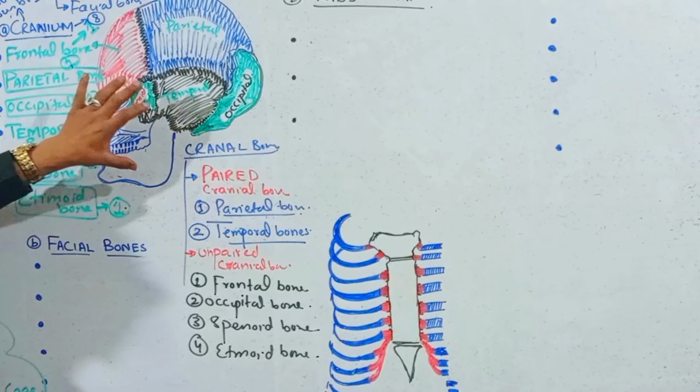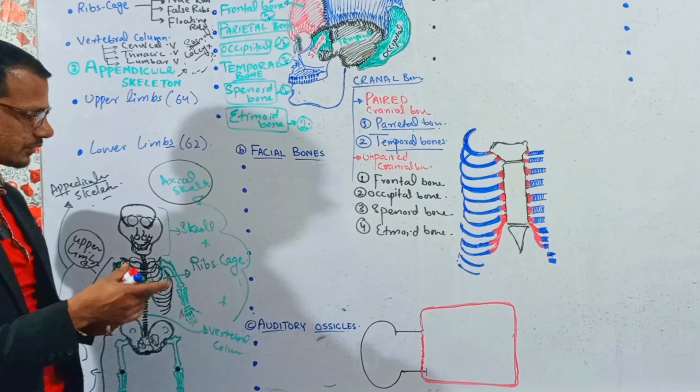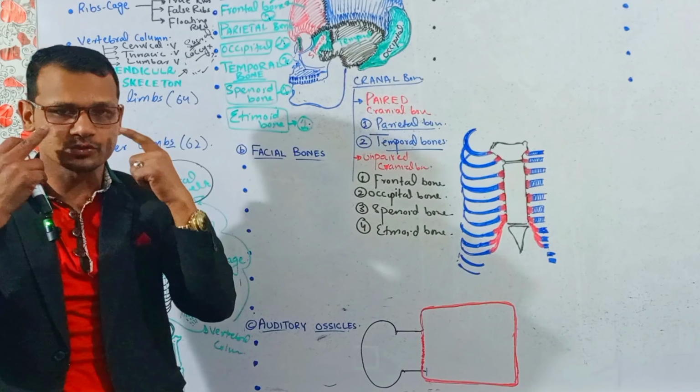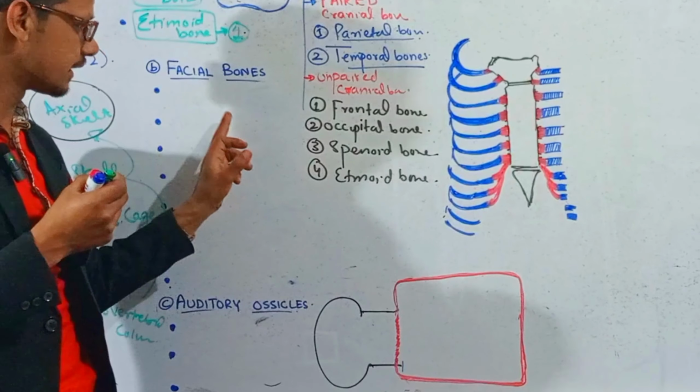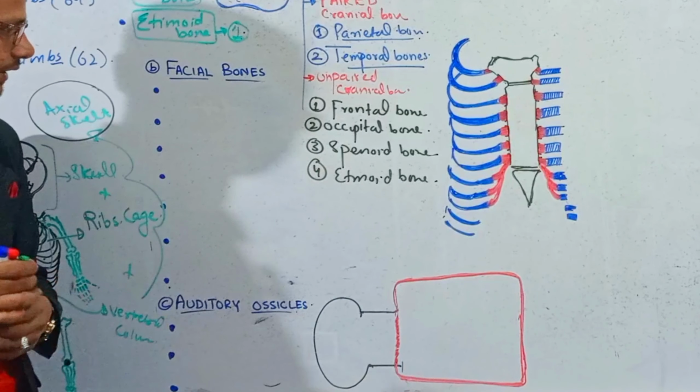The next part of the skull is the facial bones. The face is divided into two parts. The one is the visible bones which we can see with our eyes, and the second one is the deep bones which are present in the ears. They are called auditory ossicles.